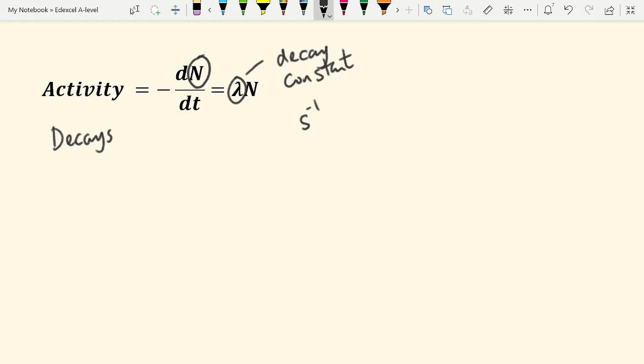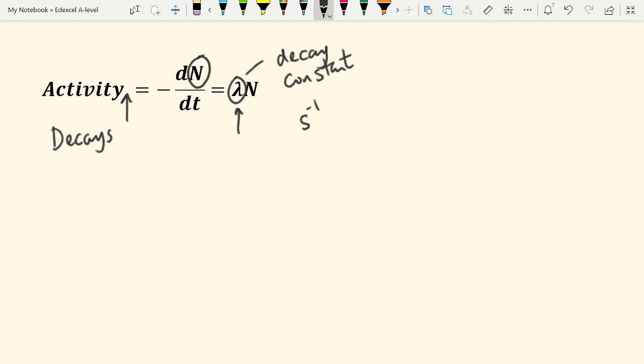A large value of this means that you'll have a high activity, as we can see here. So if our lambda value increases, our activity value is going to go up, so we'll get more decays per second. And the sample will decay quickly, because your N is going to go down as a result. So the greater the decay constant, the higher the activity, and the number of undecayed nuclei you have goes down.